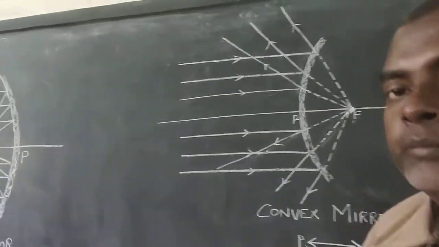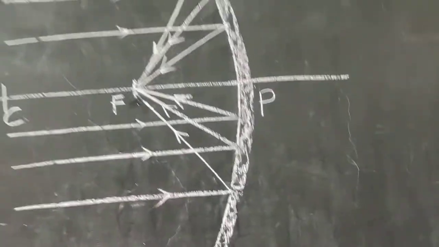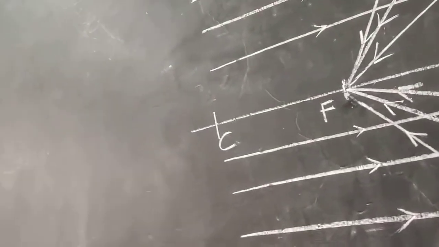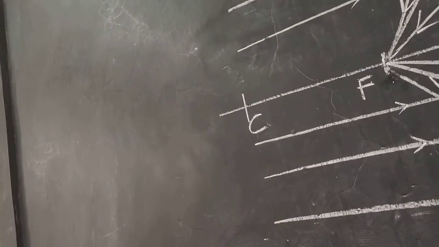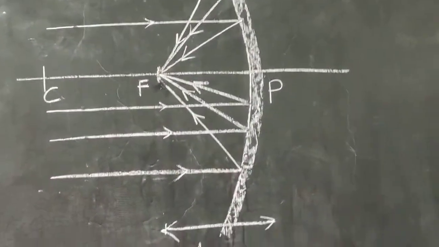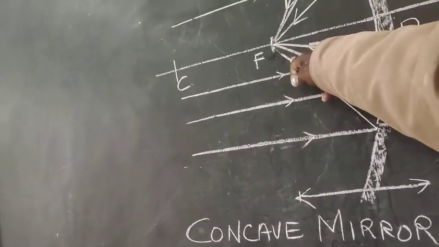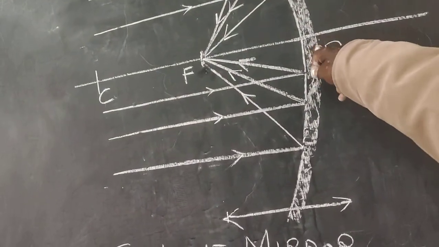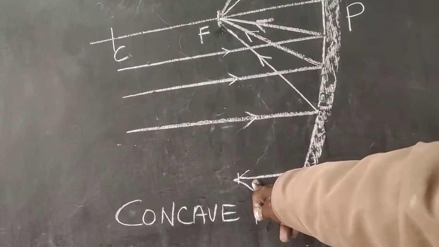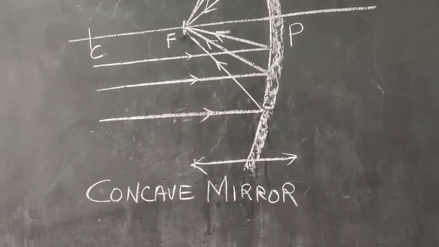In case of a concave mirror, from focus till pole, say the focus over here, from here till here, this is the focal length. From the focus till the pole, I have drawn the line here to explain. This length is called the focal length.